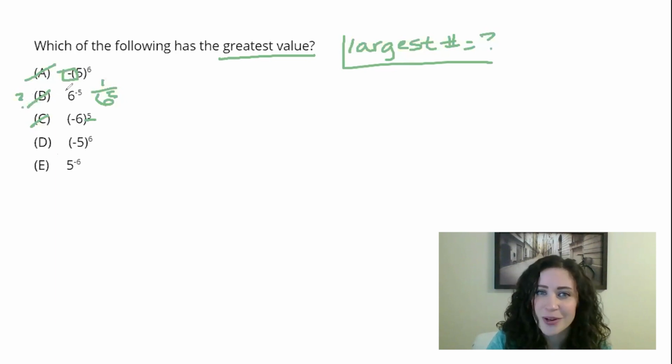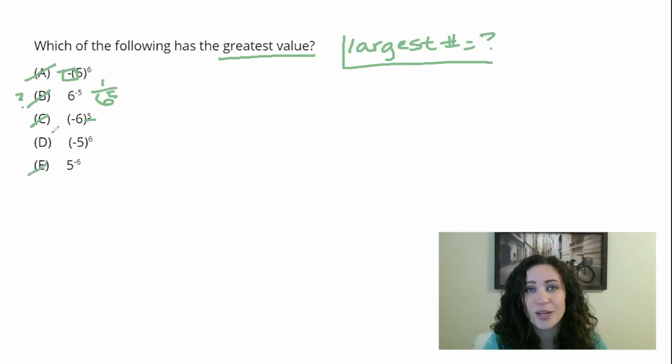And E is very similar to B. We have this negative exponent here. This is going to be a positive number, but again, like B, it's going to be a fraction, so I can eliminate that. And I'm left with D, which is this positive, very large number. It must be the largest amongst this group of answer choices.